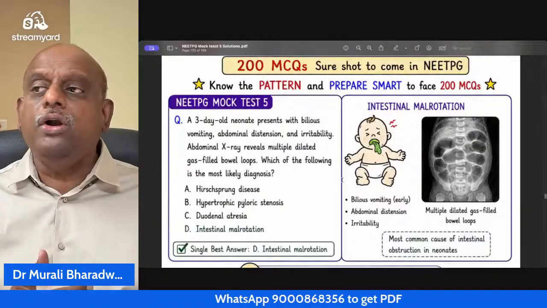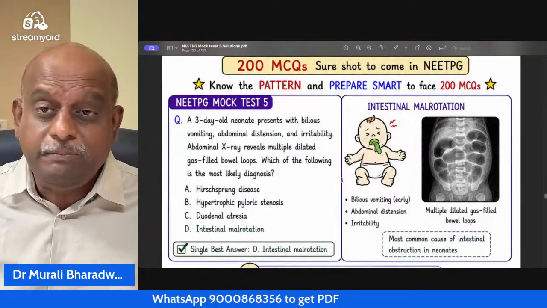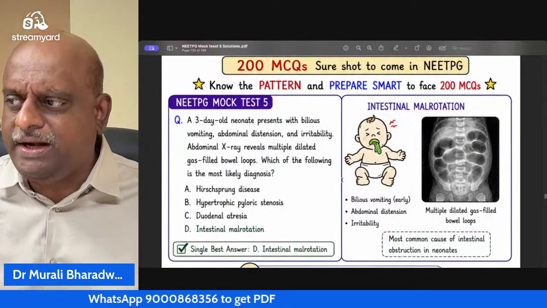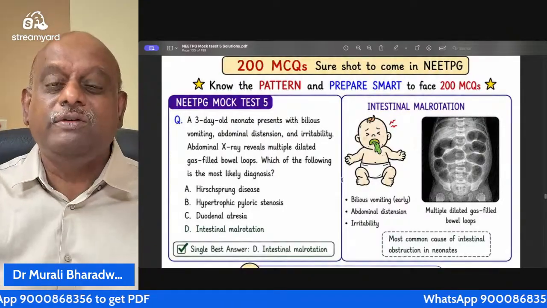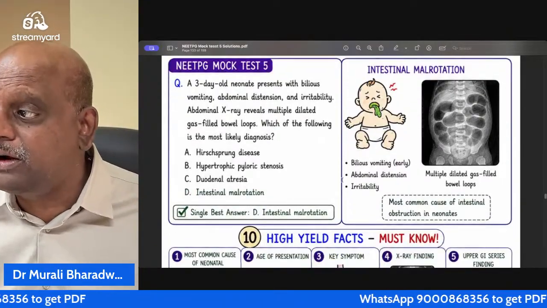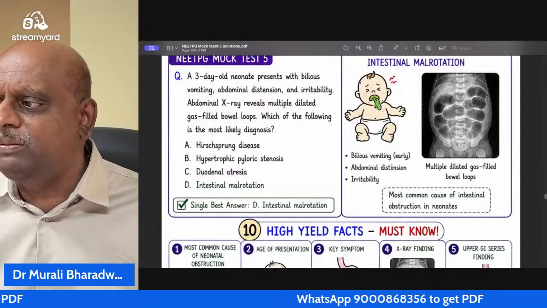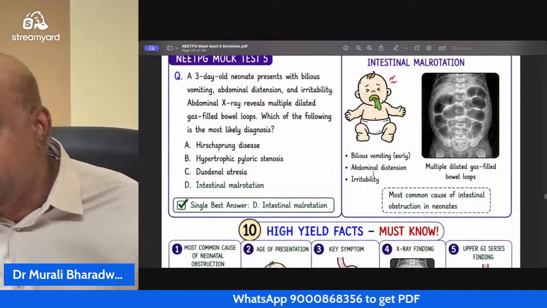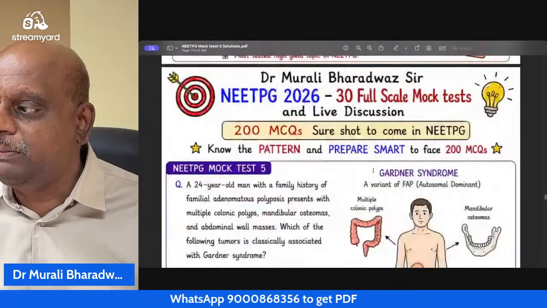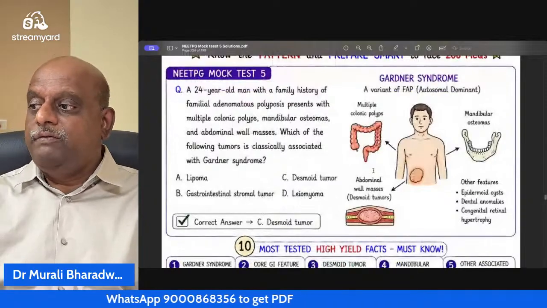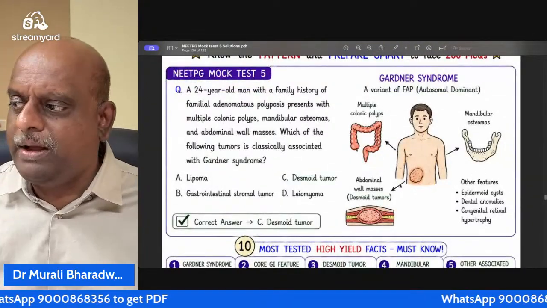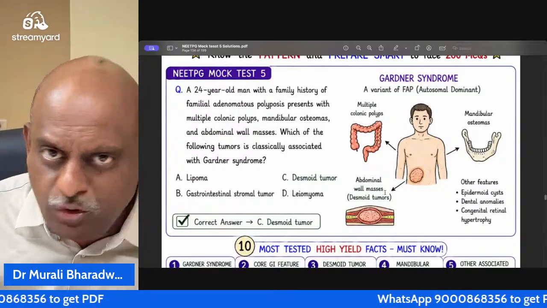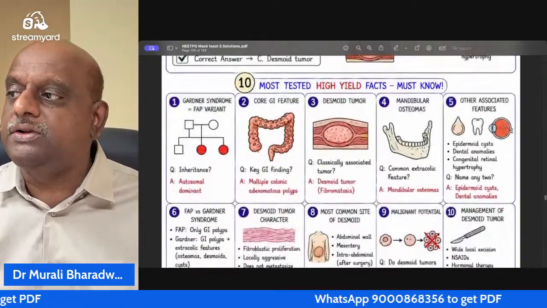A 3-day-old neonate with bilious vomiting, with abdominal distension, irritability, with multiple dilated gas-filled bowel loops. You will think of intestinal malrotation, where there's bilious vomiting, abdominal distension, irritability, is what you need to remember, doctor. So whenever there are multiple colonic polyps with mandibular osteomas, with abdominal wall desmoid tumor, you will think of Gardner's syndrome.